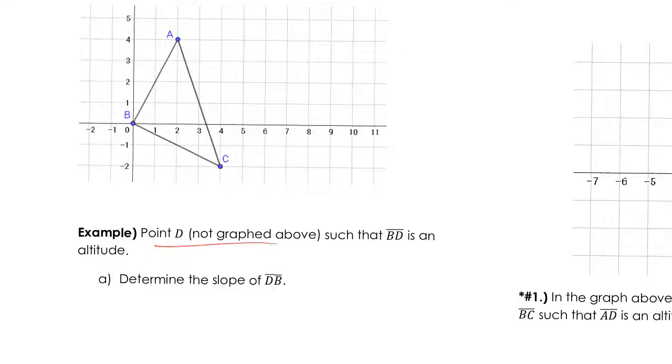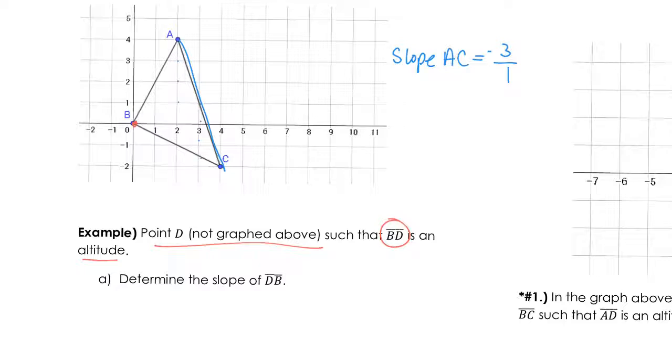So point D is not graphed, such that B to D is an altitude. So it's going to go from B and hit over here somewhere. So I know the side that I'm about to intersect is AC. So this is my base, AC. And it's important that we find the slope of the base. So the slope of AC equals, if I just look, it's down 1, 2, 3 over 1. 1, 2, 3 over 1. So my slope is down 3 over 1, or negative 3.